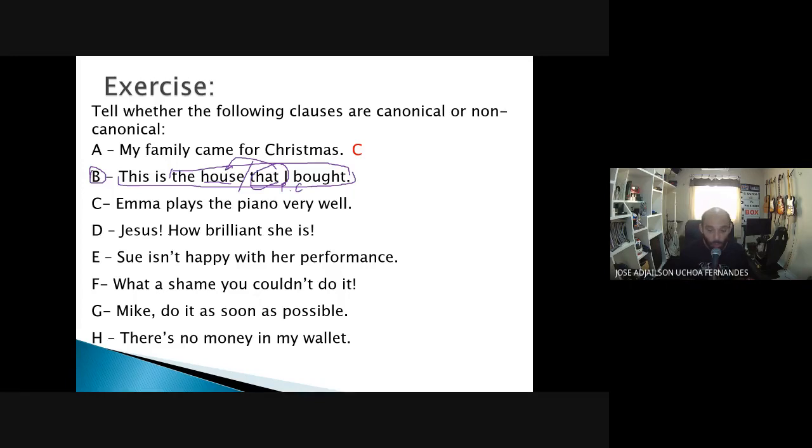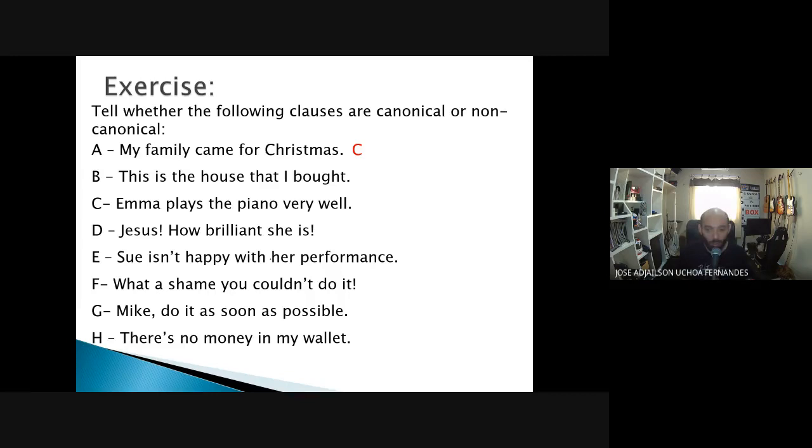Being a clausal sentence, to know if it's canonical or non, I should now see, is this the SVC structure? Subject. This. Every pronoun is a subject, either a subject or object. This is the subject. Is is the verb. And the complement is what it is. This is it. What is it? The house that I bought. I can get everything here and call it it. This is it. This is the house. Which house? The house that I bought. Okay. Now let's clean this mess here that I have made.